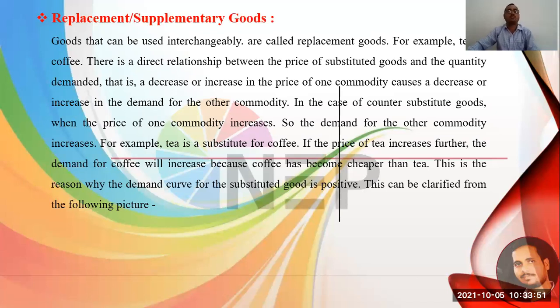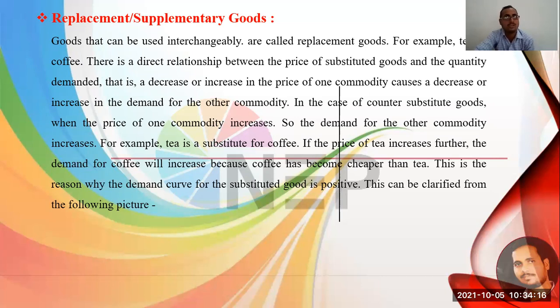Goods that can be used interchangeably are called replacement goods, for example, tea or coffee. There is a direct relation between the price of the substitute goods and the quantity demanded. That is, a decrease or increase in the price of one commodity causes a decrease or increase in the demand for the other commodity.